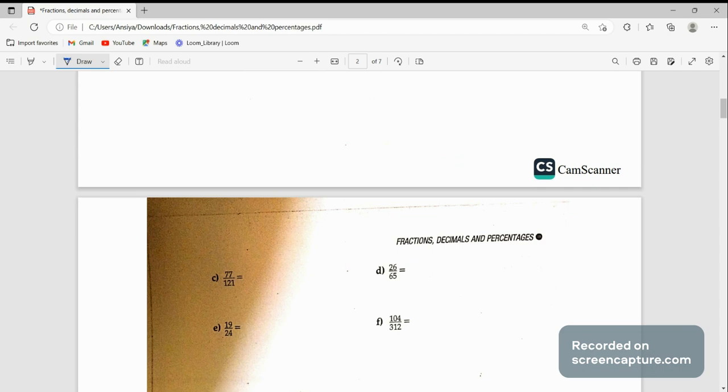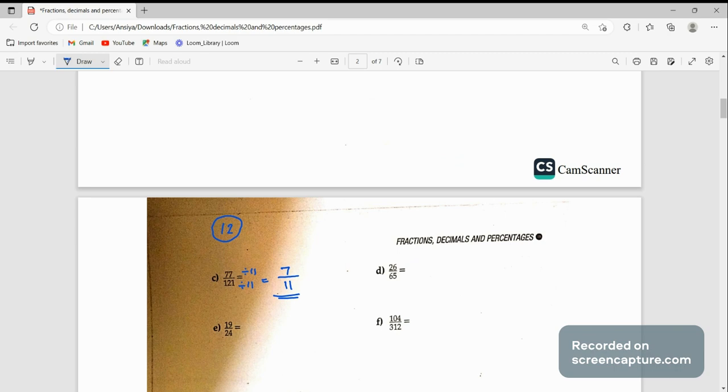More examples. 77 divided by 121. They both are in the table of 11. So we can divide both by 11. 77 by 11 is 7. 121 by 11 is 11. And we are done with the simplification. So the thing is, at least you should have an idea about multiplication tables till 12.